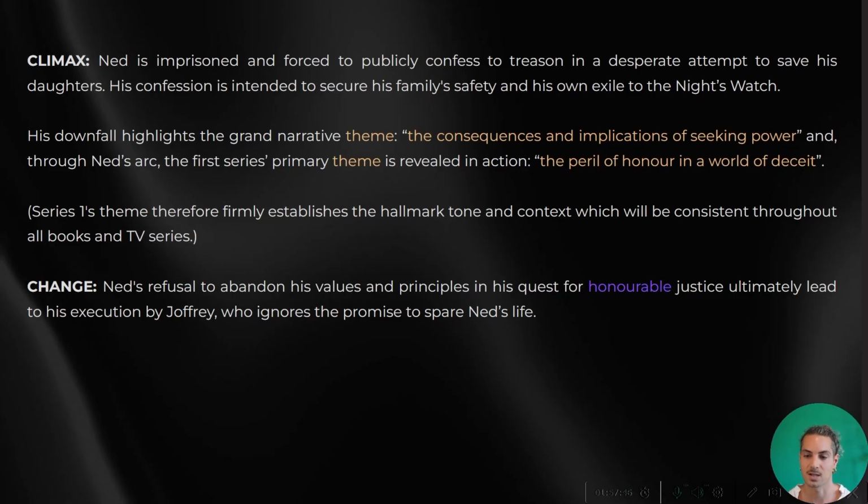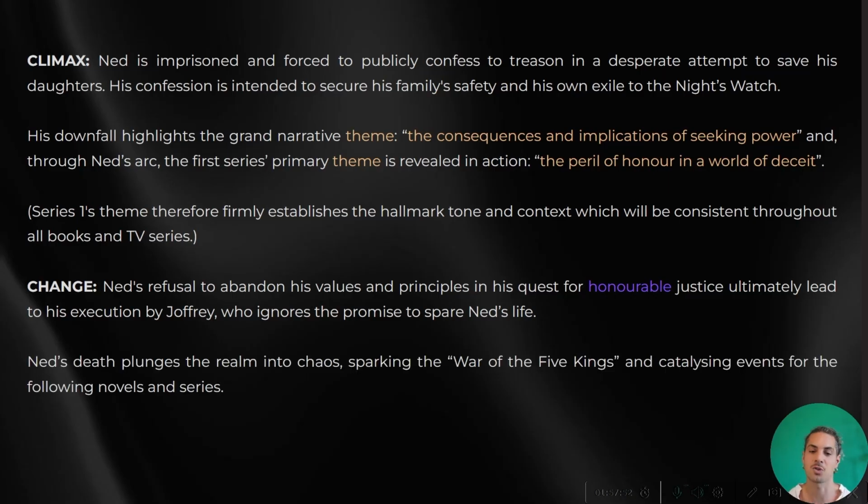Ned's refusal to abandon his values and principles leads to the permanent change, the final phase of his story. His quest for honourable justice ultimately leads to his execution. Ned's death plunges the realm into chaos, sparking the War of the Five Kings and catalysing the events for the following novels and TV series.